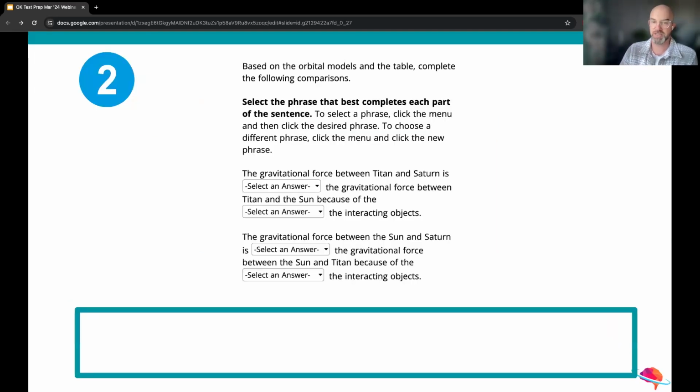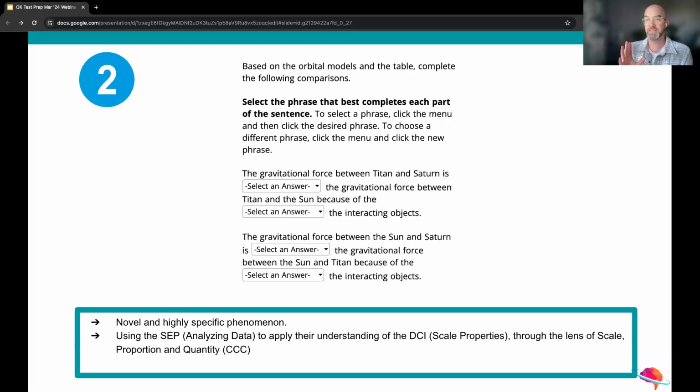So the second question is different. This involves a highly specific and probably novel phenomenon. This is a real thing that happens in the real world. We want students to take their understanding of scale properties and apply it to this very specific thing. Maybe students have studied Titan and Saturn, but most likely they have not. And so this provides a way for them to apply that understanding to this novel thing. And that understanding needs to be applied through the lens of analyzing data. So they need to look at the data sets that they're given: the models, so that's visual data, and the actual written data, the table of data.